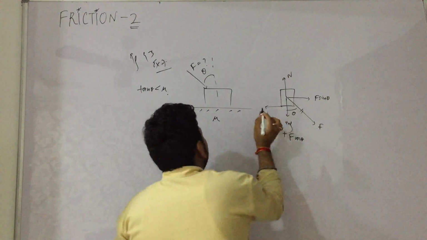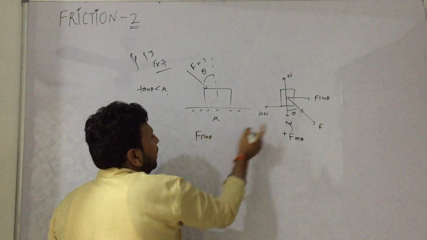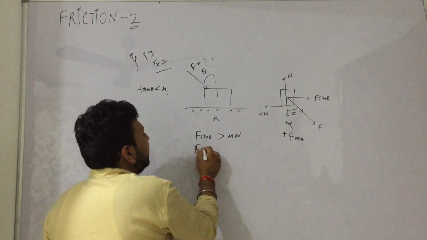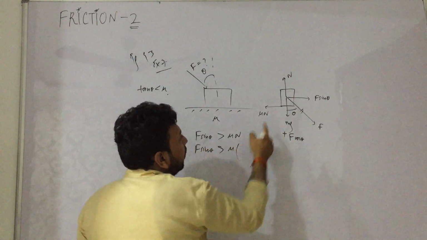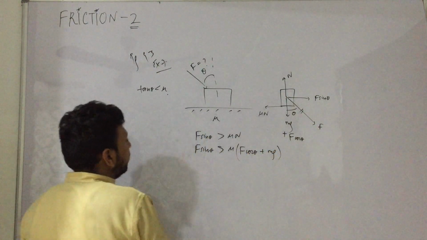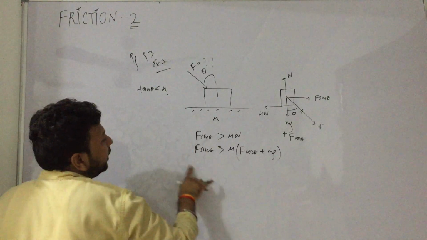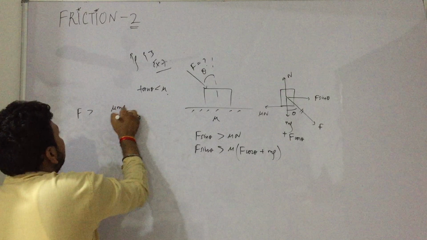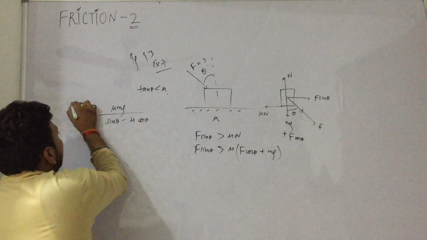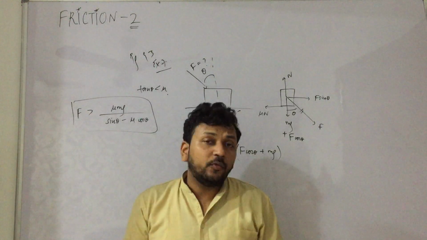It becomes mu n. Yes, so it will move when F sine theta is greater than mu n, right? So F sine theta greater than mu n is how much? F cos theta plus mg. Okay, from this we can say that F should be greater than, we take it here, divide, mu mg by sine theta minus mu cos theta. So this is the minimum value of F so that it starts moving.